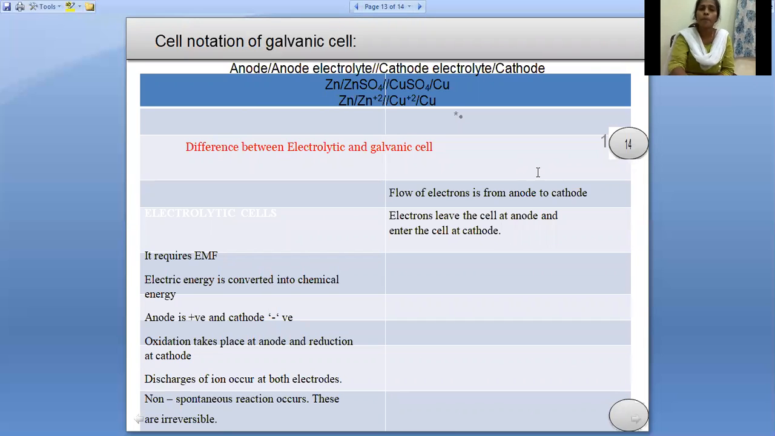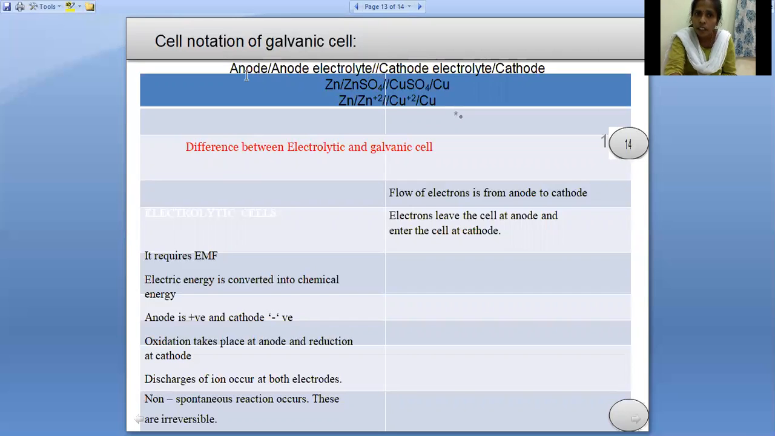So now let us see how to write the cell notation. This is the general cell notation: anode, anode electrolyte, double vertical line, cathode electrolyte, cathode. That means the anode is dipping in the anode electrolyte, and the cathode is dipping in the cathode electrolyte. Here the double vertical line is nothing but the salt bridge.